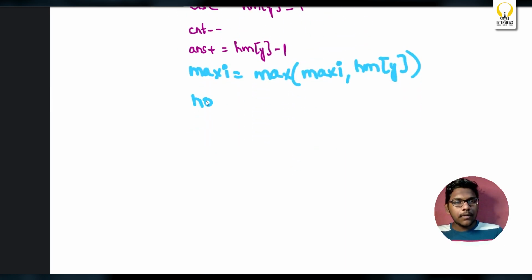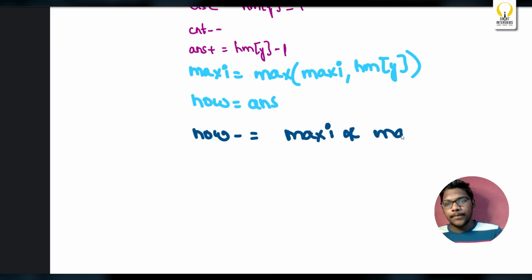For this query, I have to update the incoming and outgoing part. How will I do that? I'll just say current query now equal to answer. What do I have to subtract? As mentioned, the maximum whichever I got will be subtracted: maxi into maxi minus 1 by 2.